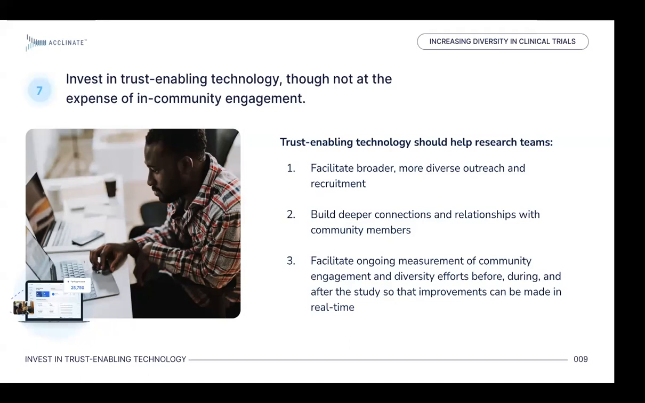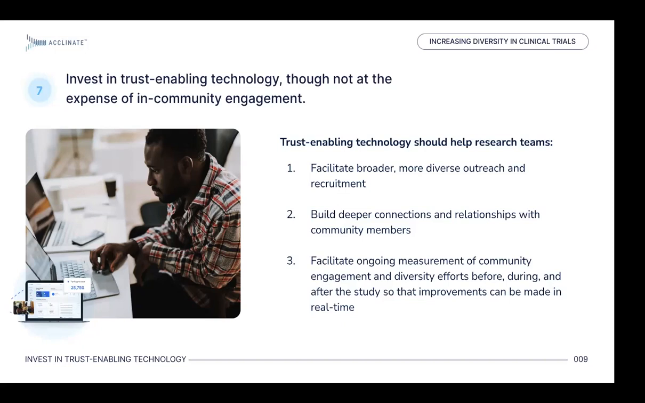And trust enabling technology can be used to actually measure your impact and measure your success. So, we use UTM, I think that's what they're called, UTM tracking codes. You can see I'm not the tech guru, but we have an amazing tech team that partners with our community and medical team to make sure that we're tracking everything, right?